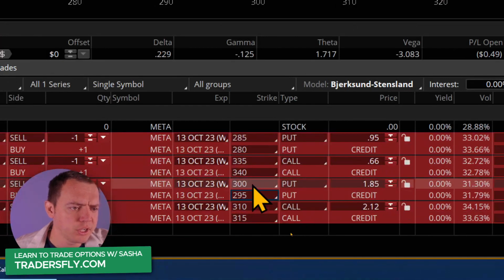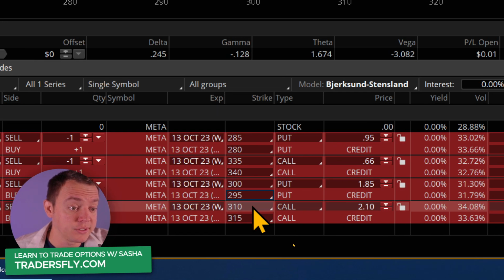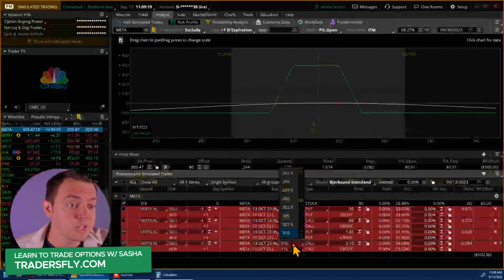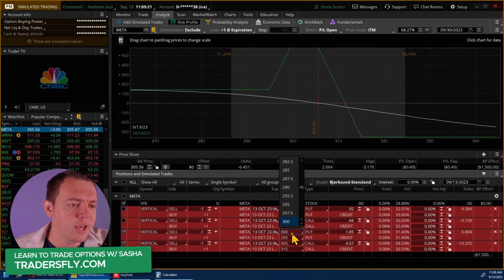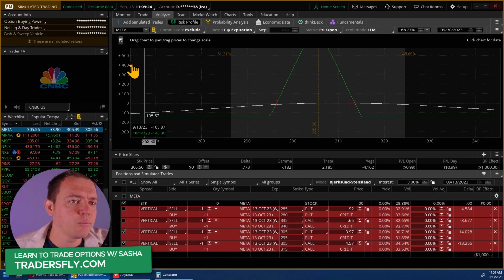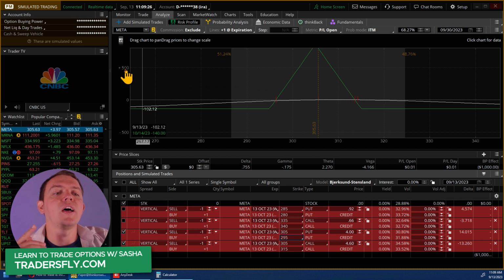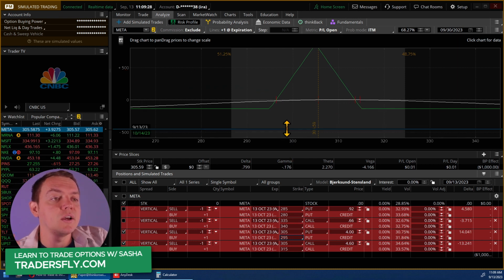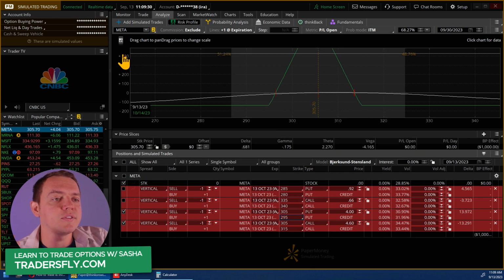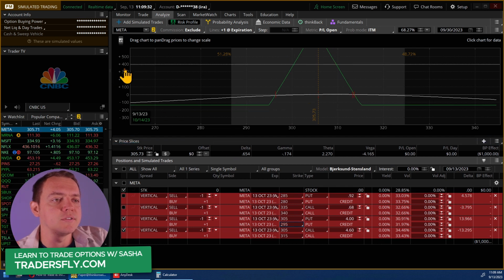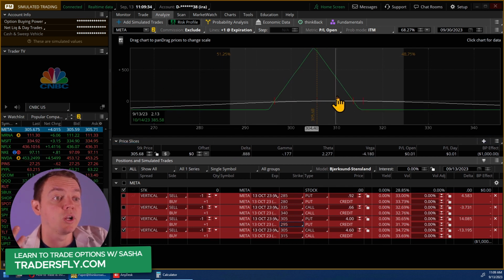I'm going to bring this 300 to a 305, and I'm going to bring the 310 to a 305. And watch what's going to happen: they will have an overlap. And there we go. Now we've got ourselves a butterfly. So this is really an iron butterfly. And I'm doing it for the purpose of showing it on the Analyze tab so you can see what it looks like. But it does make money from theta.